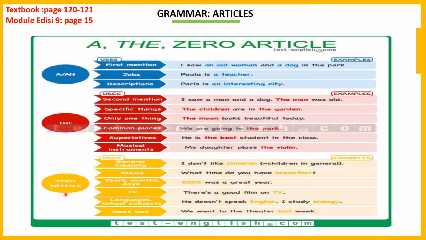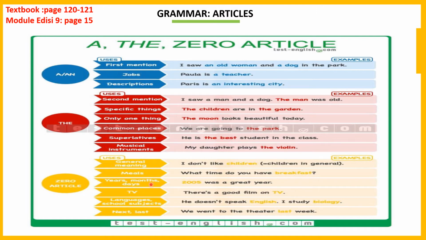For zero article, we use it for general meaning. I don't like children. The children is in general. And then for meals, what time do you have breakfast, lunch? So we use zero article. Zero article means no need to put a, an, or the. So that is the meaning of zero article. Tak perlu letak a, atau an, ataupun the.